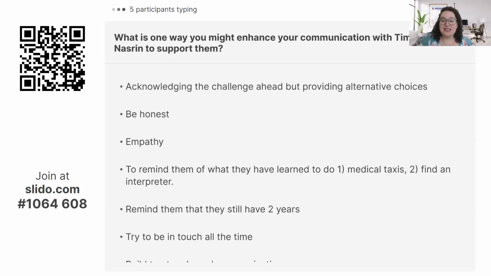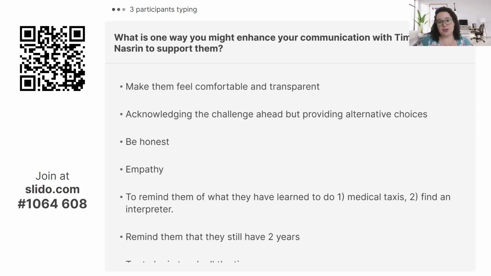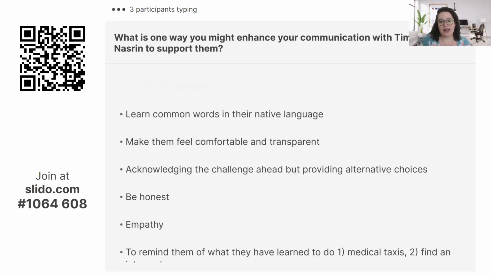So medical taxis, they can find their own interpreter. Those are great strengths, showing their growth, showing what they've learned to do without you. Acknowledging the challenges ahead, that's absolutely a part of being honest, and providing alternative choices. Learning common words in their native language just to build that trust, that rapport.